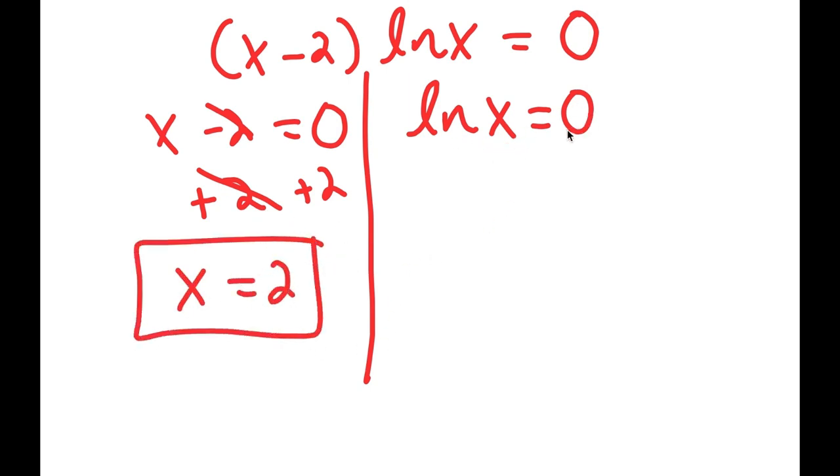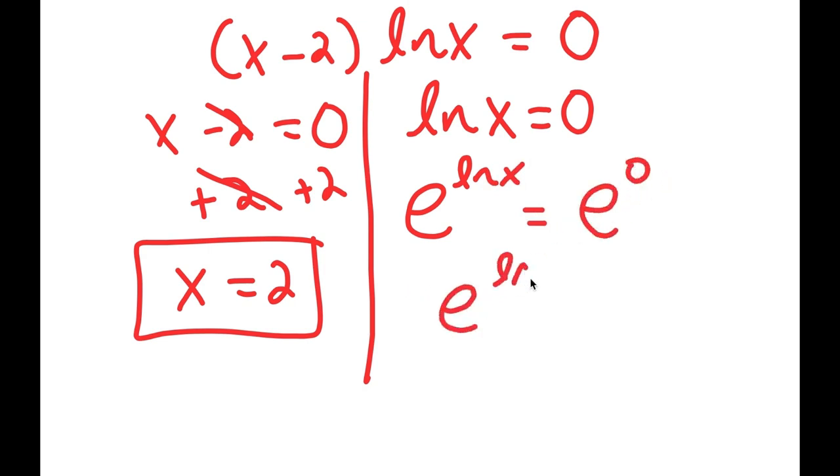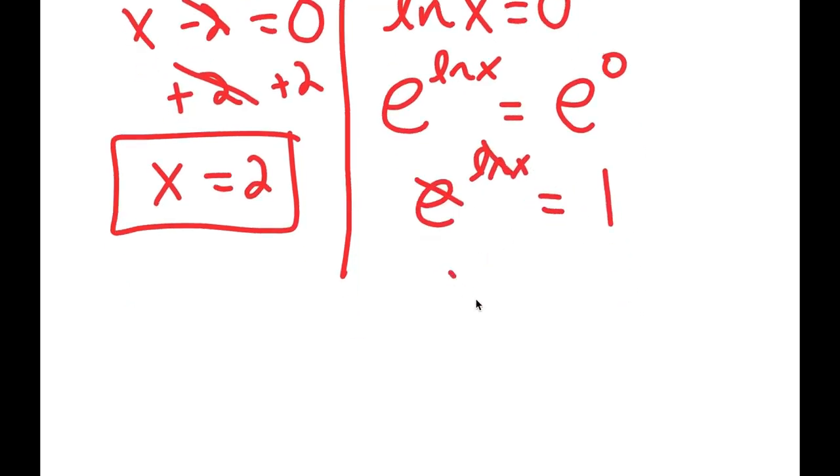Now for ln x equals 0, well, it's basically asking ln of what is equal to 0. And how we solve this is we can take e to the power of both sides. So I get e to the power of ln x is equal to e to the power of 0. e to the power of 0 is equal to 1, so I get e to the power of ln x is equal to 1, and e and ln cancel out, so I get x is equal to 1.